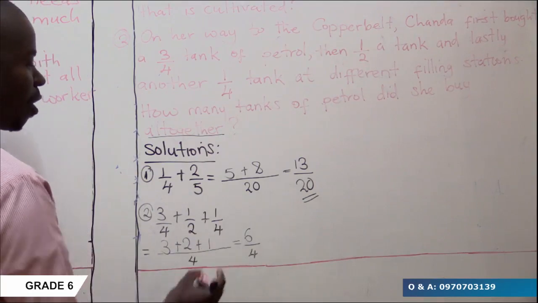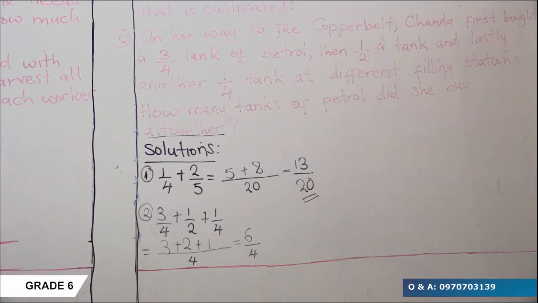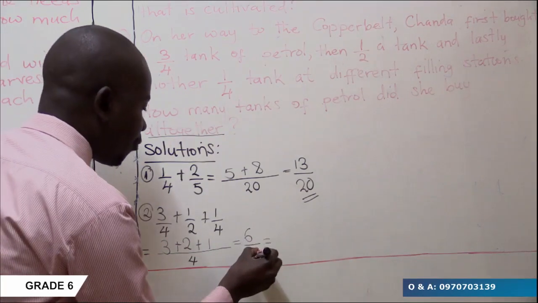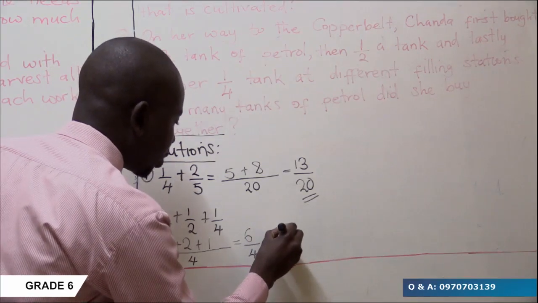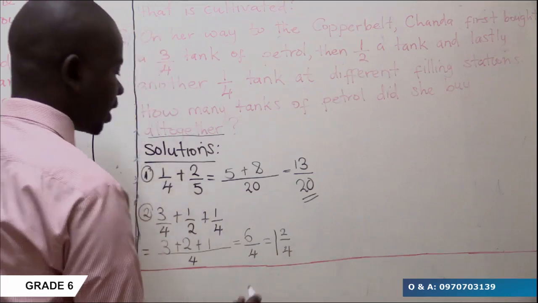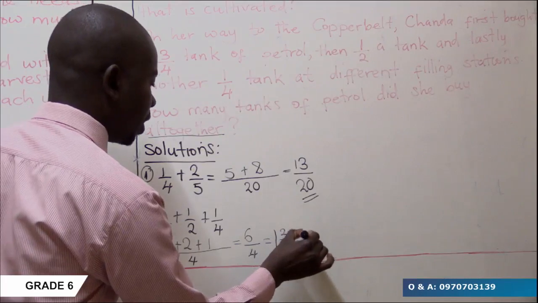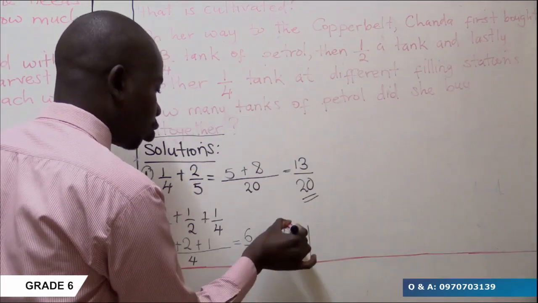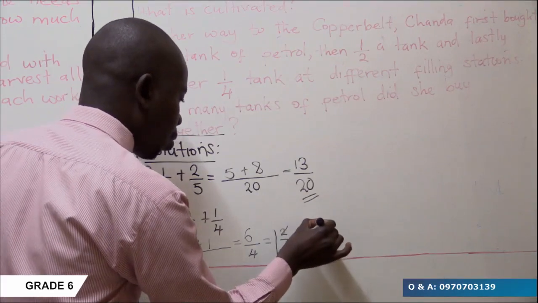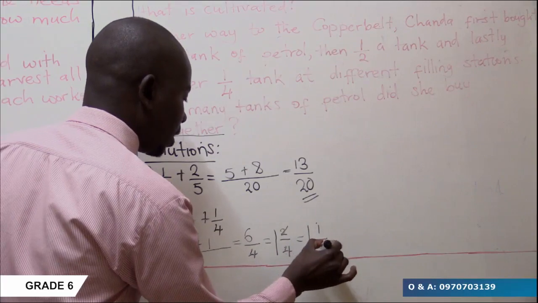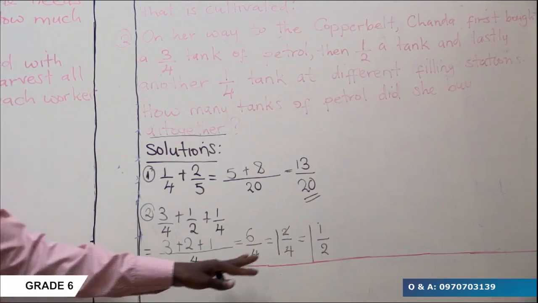Okay, so the answer that we found, boys and girls, is an improper fraction. So let's change it to a mixed number. So 4 into 6, it's 1, remainder 2 over 4. So there's a number, boys and girls, that can go in 2 and 4, and that number is 2 itself. So our answer will be 1. 2 into 4, it's 2. 2 into 2, it's 1. So our answer will be 1 and 1 over 2.